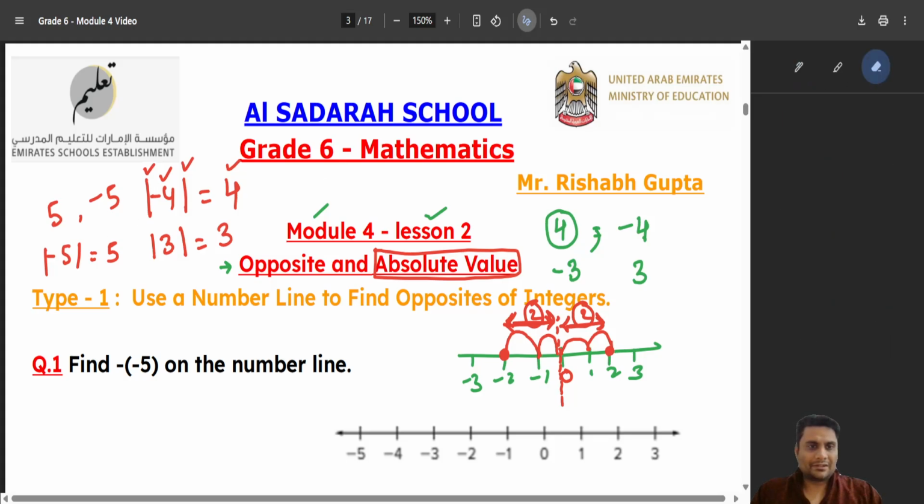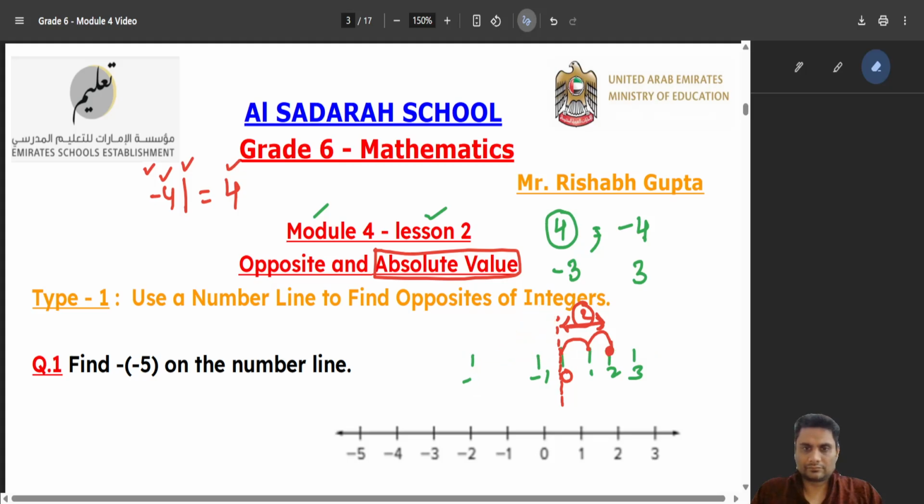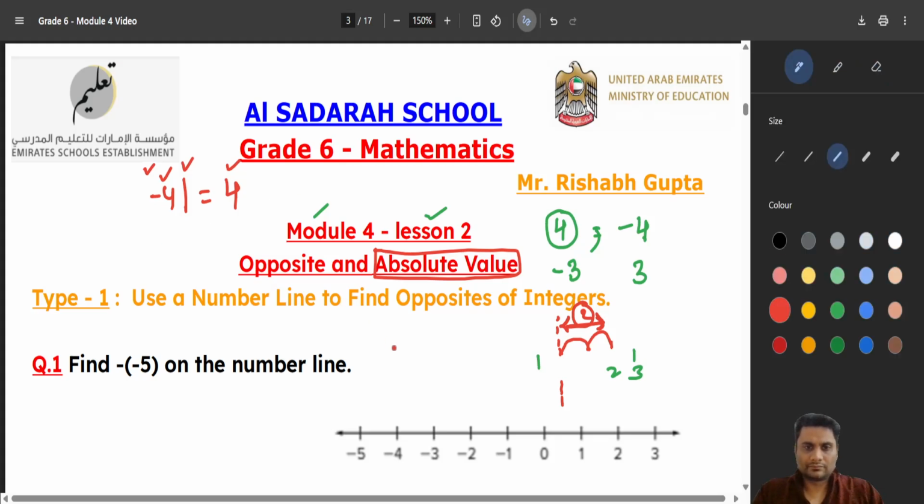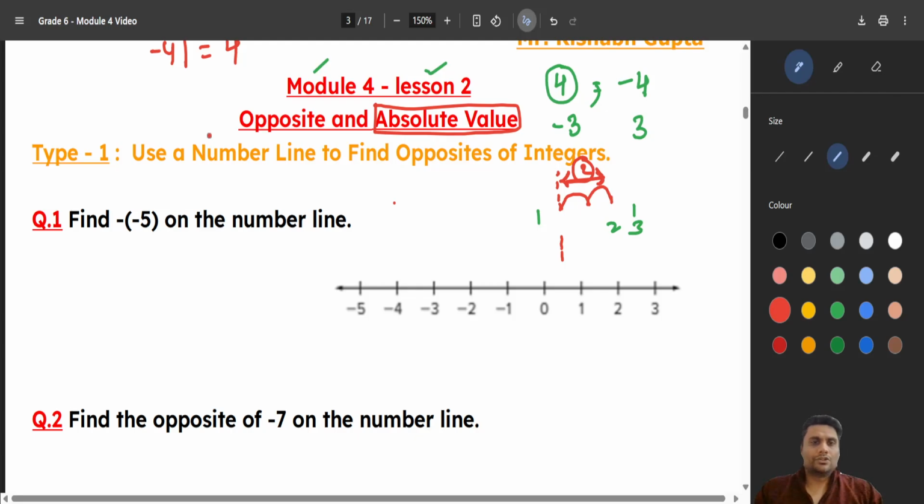Now let us just erase it. Okay, now let's continue. Question number 1: use a number line to find the opposite of the integer. Here they have given us the number minus of minus 5. So they want us to find the opposite of minus 5, right? Because there is a number given, minus 5, and here the negative sign means we want its opposite.